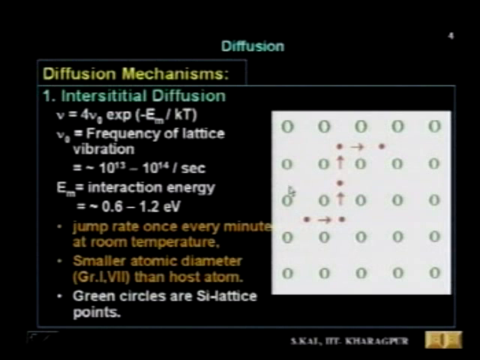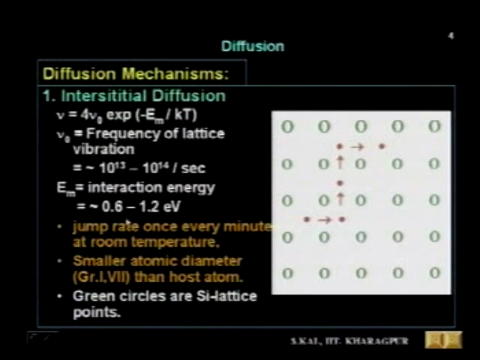Here, this jump rate, that means movement of the impurity atom from one interstitial site to another interstitial site, is given by nu equal to 4 nu naught exponential minus Em by kT, where nu naught is equal to the frequency of lattice vibration. That is, the silicon lattice solid at a particular temperature vibrates, and there is a frequency of vibration of the lattice points. So that is nu naught, and Em is the interaction energy.